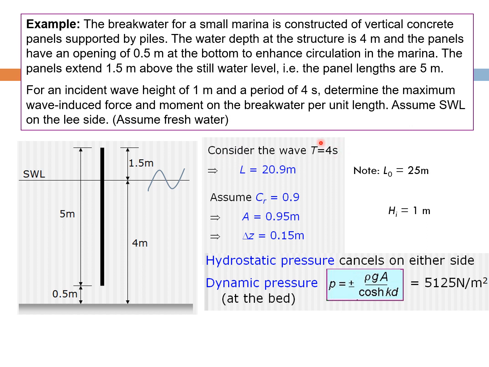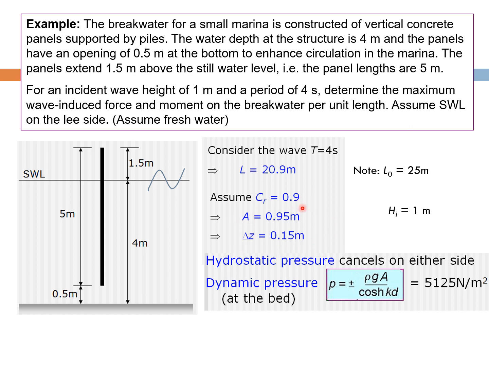So first and foremost, using the information regarding the wave period, we are able to derive the deep water wavelength and subsequently the wavelength at this location, which is 4 meters deep. Assuming that there is a reflection coefficient of 0.9 on the sea side of the structure, for an incident wave height of 1 meter, we expect that the wave amplitude in front of the structure to be 0.95 meter and a wave setup of 0.15 meter.